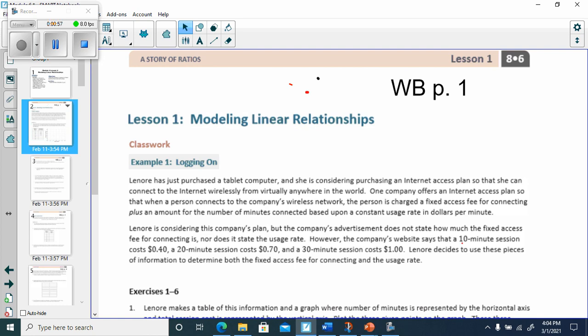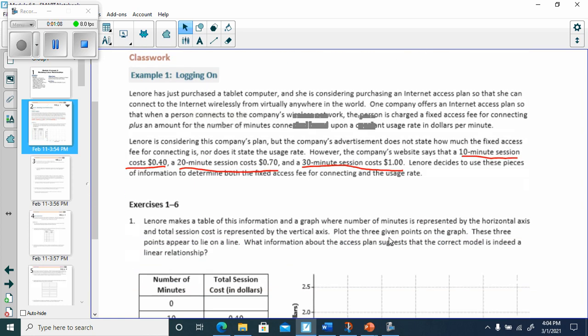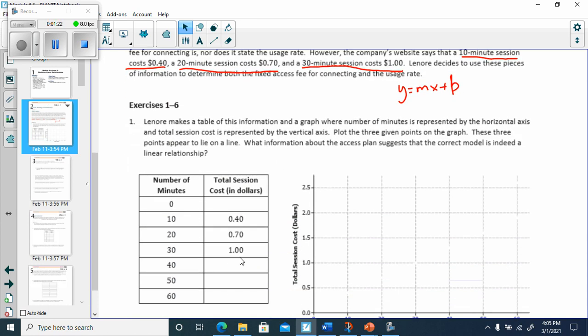However, the company's website says a 10-minute session costs 40 cents, a 20-minute session costs 70 cents, and a 30-minute session costs $1. So she's going to use these pieces of information to figure out the linear equation y = mx + b, where m is your usage rate and b is your initial fee. So she makes a table of the information she's got: minutes and total session cost. 10 minutes costs 40 cents, 20 minutes costs 70 cents, and 30 minutes costs $1.